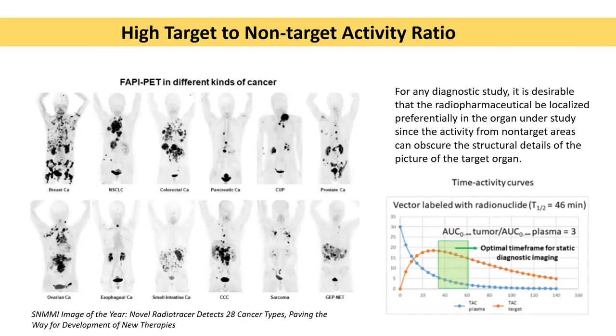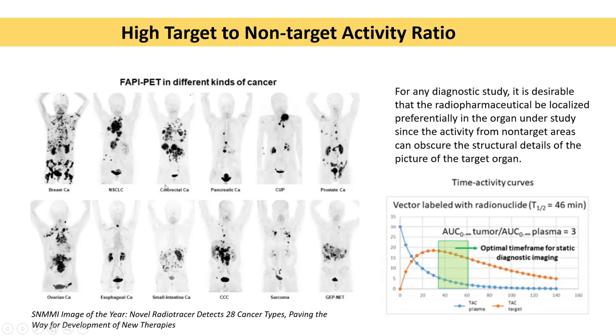And fourthly, what is more important is a high target to non-target activity ratio. For any diagnostic study, it is desirable that the radiopharmaceutical localizes preferentially to the organ under study, since the activity from the non-target areas can obscure the structural details of the target organ. We can see over here the time window at which we have a higher uptake at the region of interest and a lower background. That's the time frame at which we must study, because we can get a good contrast between the region of interest and the background. That's the optimal time frame for static diagnostic imaging.